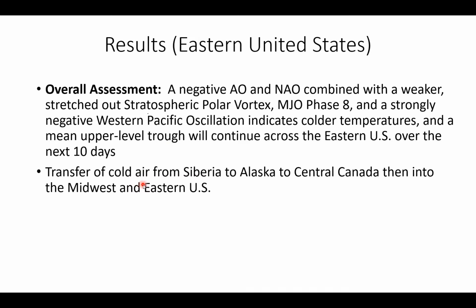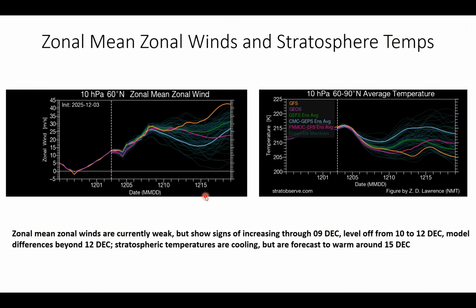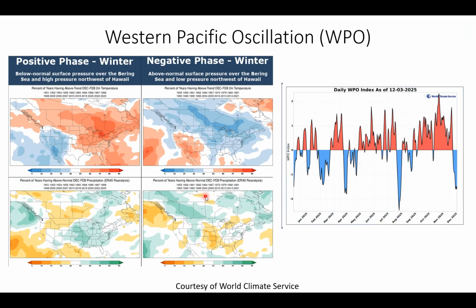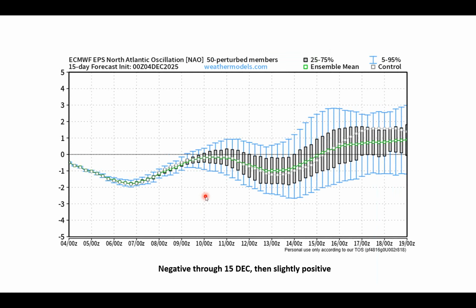And you really can see the flow of cold air from Siberia right to Alaska, then into central and southern Canada, and then it drops into the Midwest and eastern U.S. So real interesting patterns that we're observing, with the polar vortex and with some of these teleconnections. So we'll continue to watch things closely here.